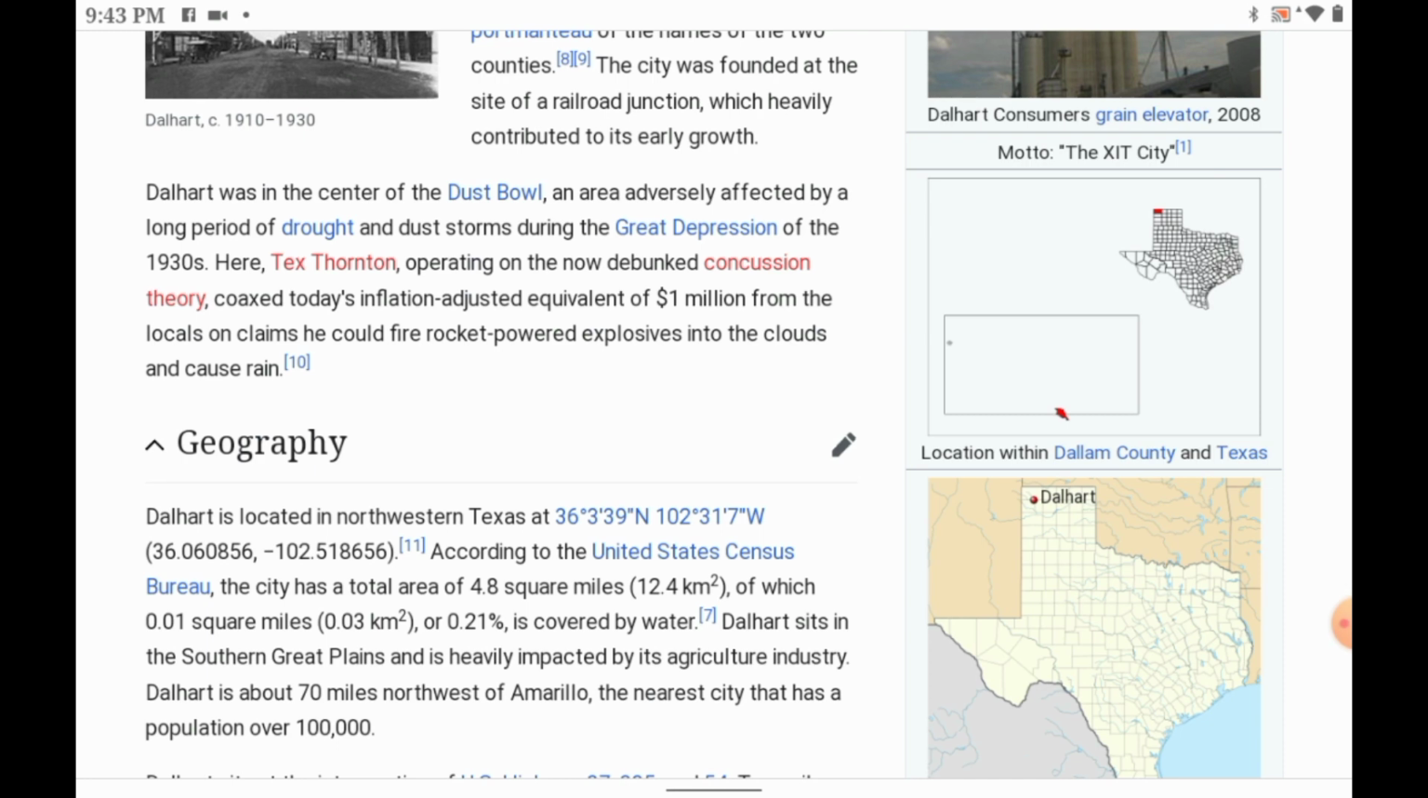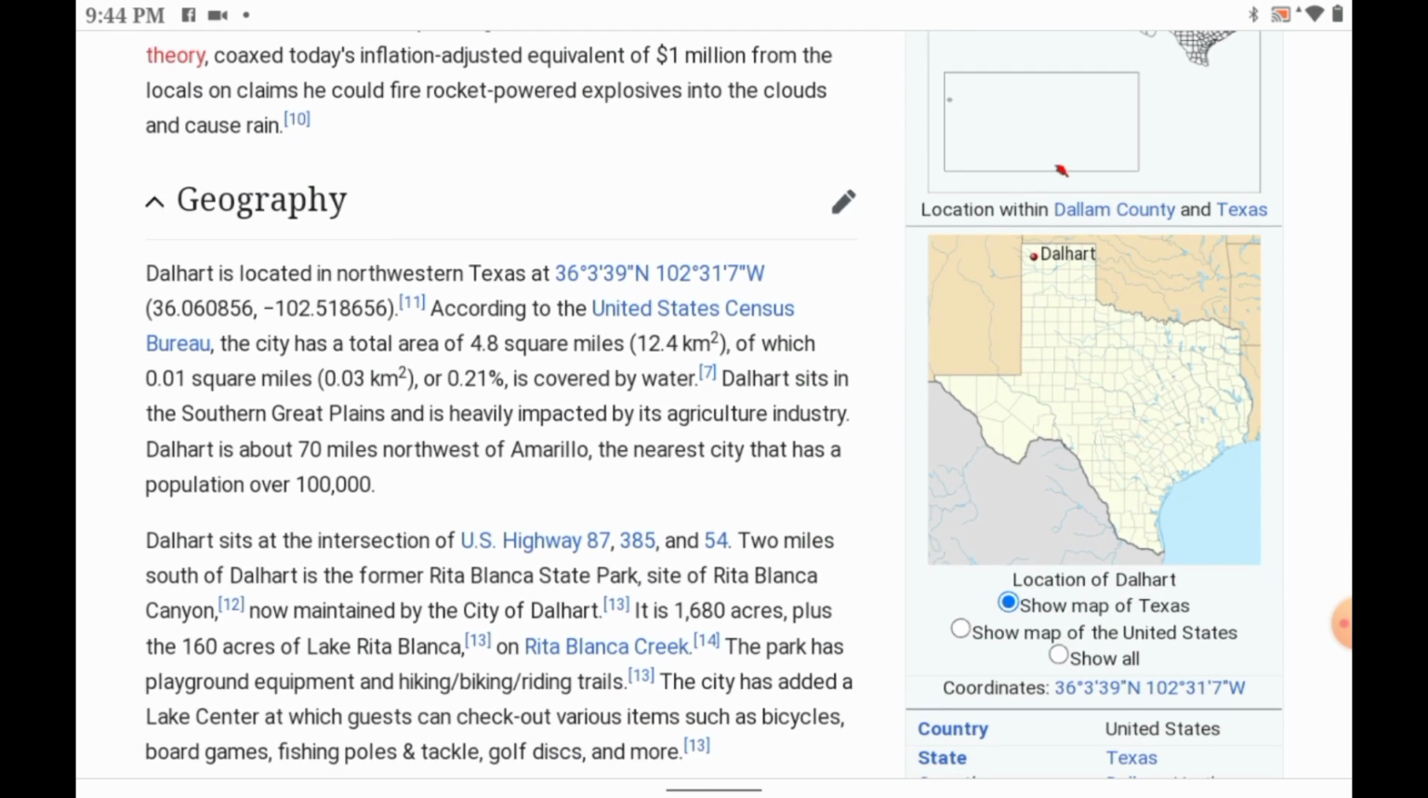Now, this is something that's kind of funny. It says here, Tex Thornton, operating on the now debunked concussion theory, coaxed today's inflated adjustment equivalent of $1 million from the locals on claims that he could fire rocket-powered explosions into the clouds and cause rain. That's what you would call a snake oil salesman. He was trying to say he could do something that can't be done. If that was true, every time the 4th of July would happen here in America, there would be a lot of rain, which never happens. People would believe things like that because they were desperate. But people know better now, and so they don't.